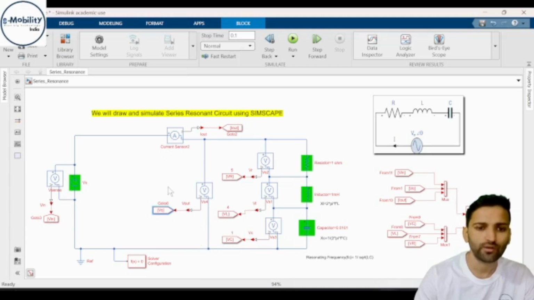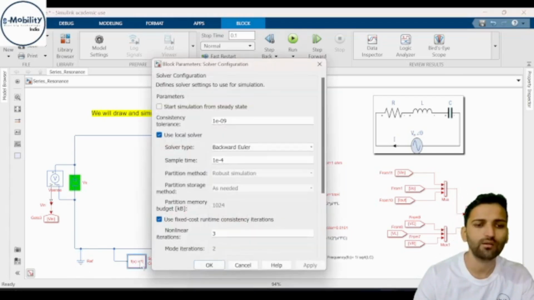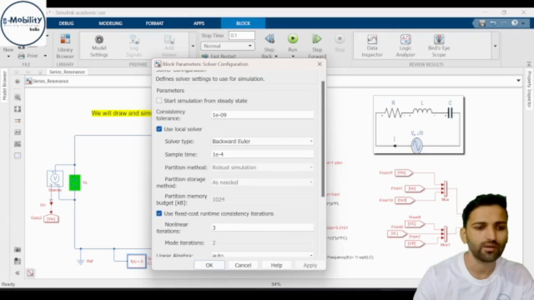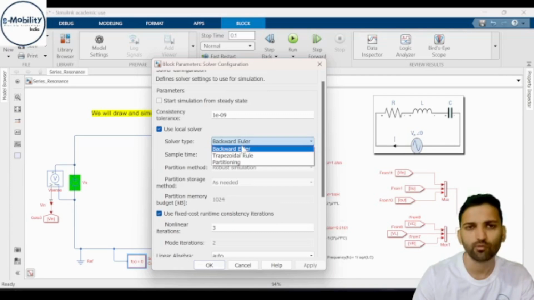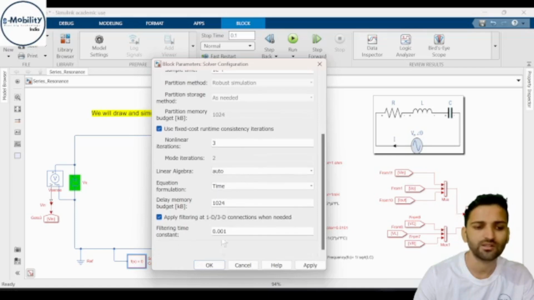Now one interesting fact in Simscape is the solver configuration. You have to ground the circuit, and this is known as reference. In a circuit we always put the reference, and this is a solver, and this solver configuration is simple. It wants you to write the step size or the sample size. I am using the backward Euler method, which is the most common method used, and the sample time is 0.1 millisecond. The rest you can keep unchanged.